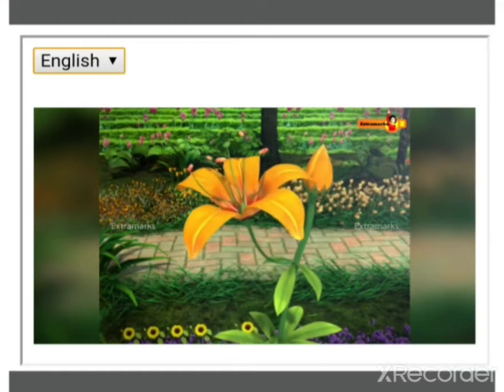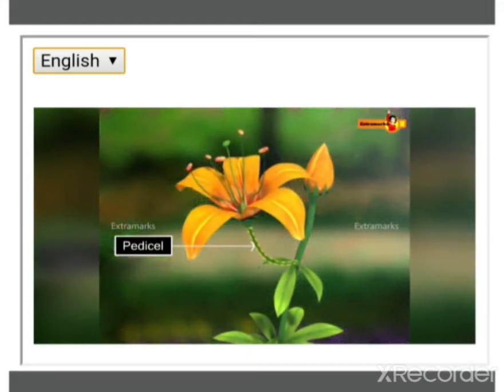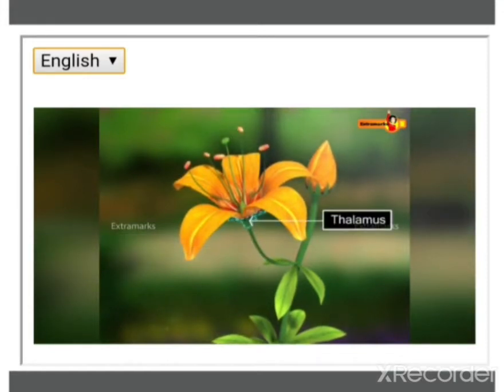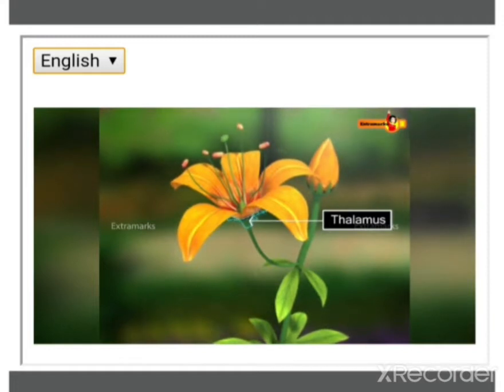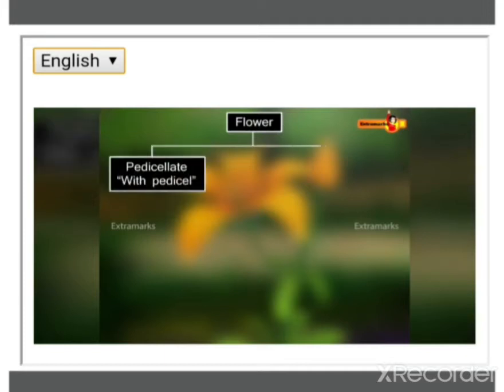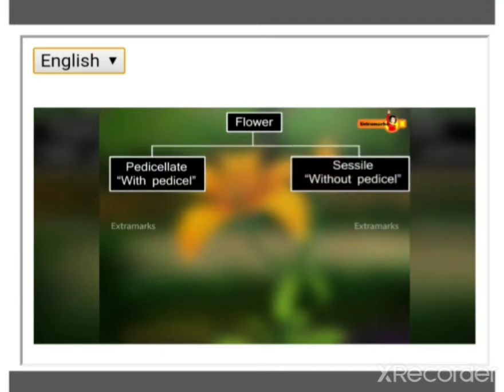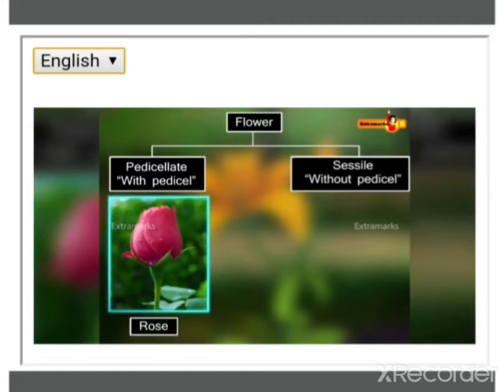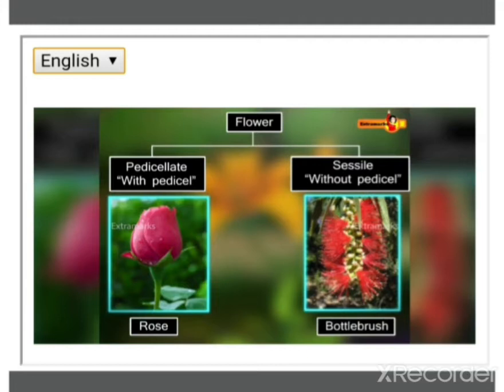A typical flower has a pedicel, which is the stalk that holds the flower, and the thalamus, which is an enlarged part of the stalk that bears all the parts of flower. On the basis of presence or absence of pedicel, flowers are classified into pedicellate and sessile respectively. Rose is a pedicellate flower, while bottle brush is a sessile flower.